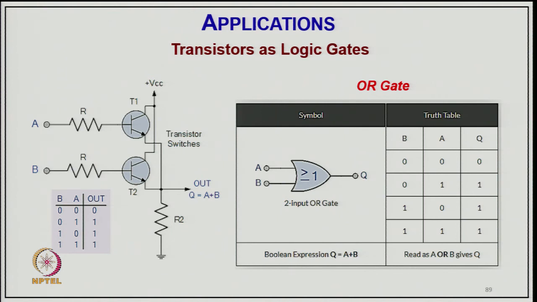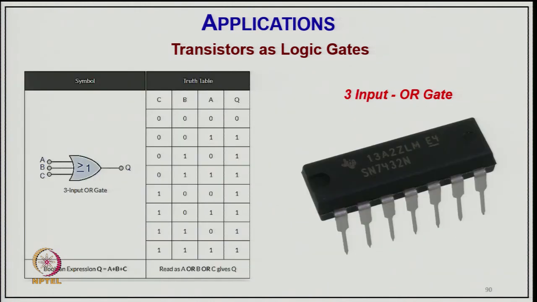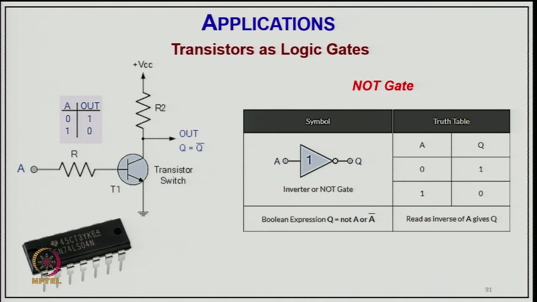This is the Boolean expression, Q equal to A plus B, for this OR logic gate. And this is your 3 input OR logic gate, where Q equals A plus B plus C, and this is the truth table. The output is high when any one is high or all are high; only when all 3 are low do you get low. And this is the IC chip which is available for this, logic gates developed using different combinations of transistors.